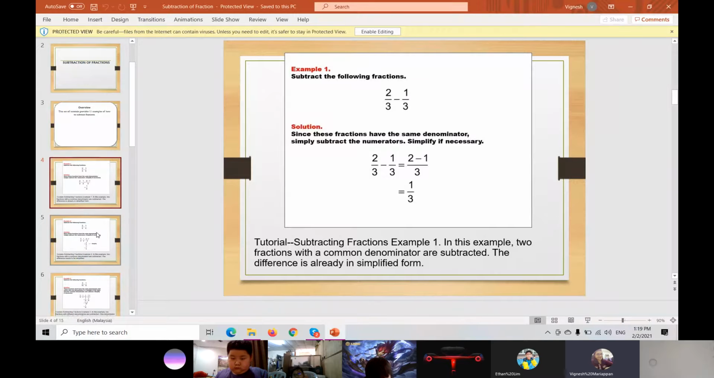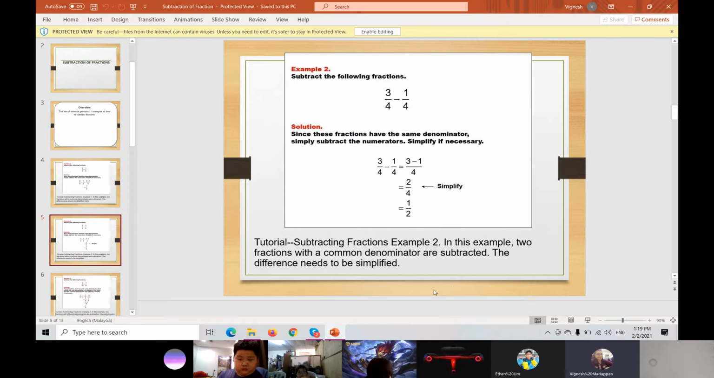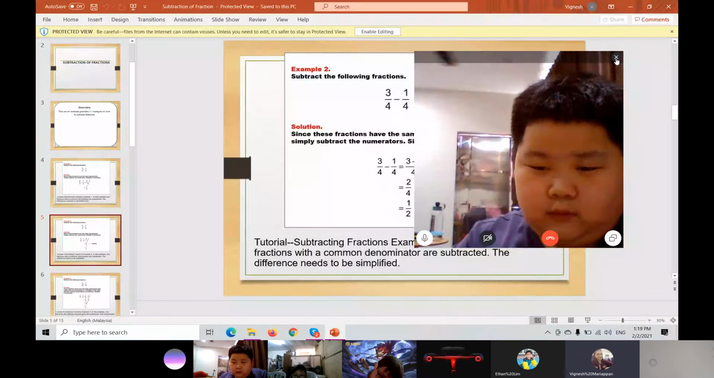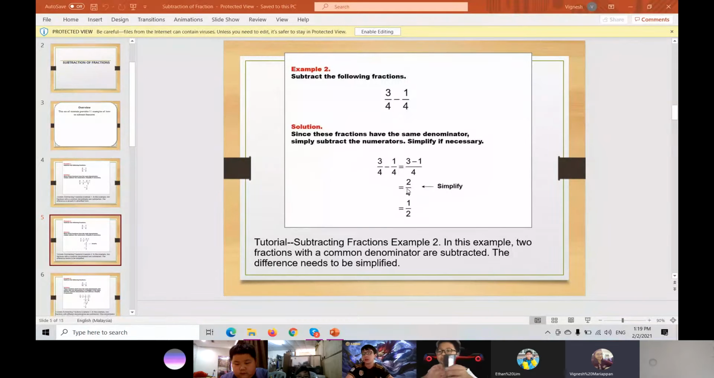Okay, we move to example number 2. Now, who can explain to teacher this one? Teacher said, please respond. The denominator no need to change, and 3 minus 1 is 2. 2 over 4. Very good. But that one is not the final answer. Yes, Vincent, 2 over 4 is half, so 1 over 2. Very good, Chris. 2 over 4 is your answer, but we cannot leave it like this because we need to simplify again.